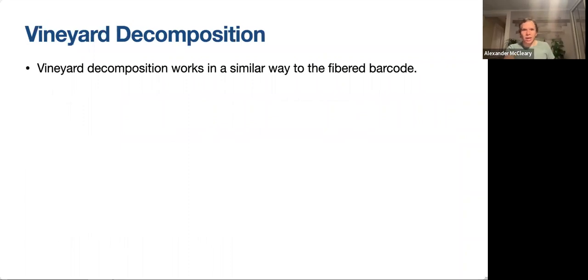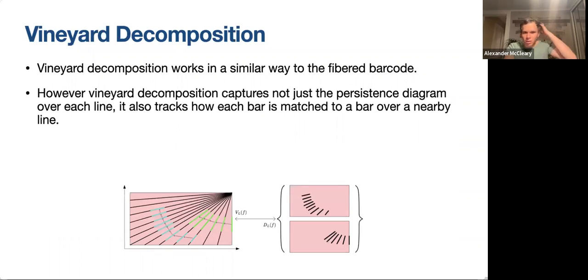Okay, the next invariant we're going to look at is something called the vineyard decomposition. The idea here is essentially the same idea as the hybrid barcode. We're going to look at a bunch of slices, only now, as I was mentioning earlier, if you take nearby slices of lines, the persistence diagrams, the barcodes, are also going to be nearby. And actually it's a bit more than that. It gives us a way of matching up bars in the barcodes of nearby lines.